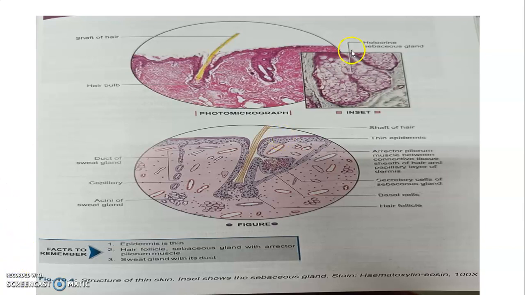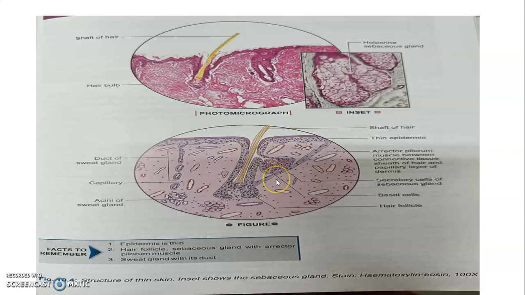Now the sebaceous gland. Sebaceous glands are holocrine glands and are scattered in the superficial layer of the dermis. These are absent in palms and soles. The glands secrete sebum and open by ducts into the upper third of the hair follicle.